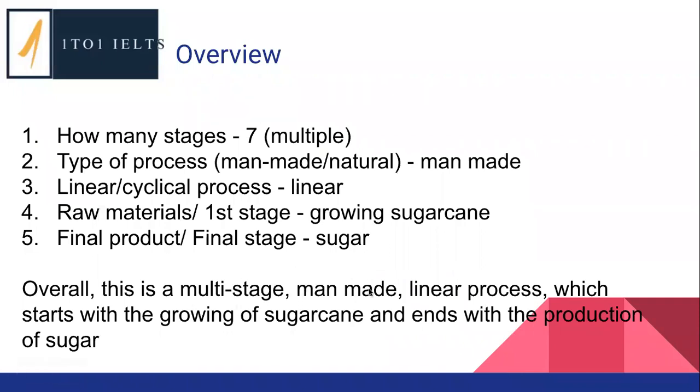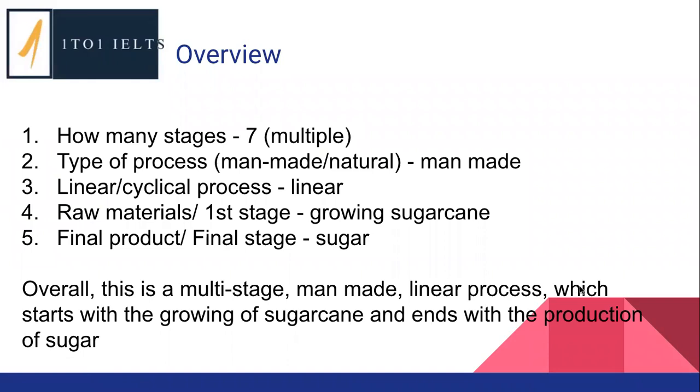So what we do, we're going to split this into 2 parts. The first part, you describe what the process is. So like any overview, you start with overall, this is a, and you could write here 7-stage or multi-stage. Both are going to be hyphenated because they're compound adjectives. The multi-stage, man-made, linear process. That defines the process.